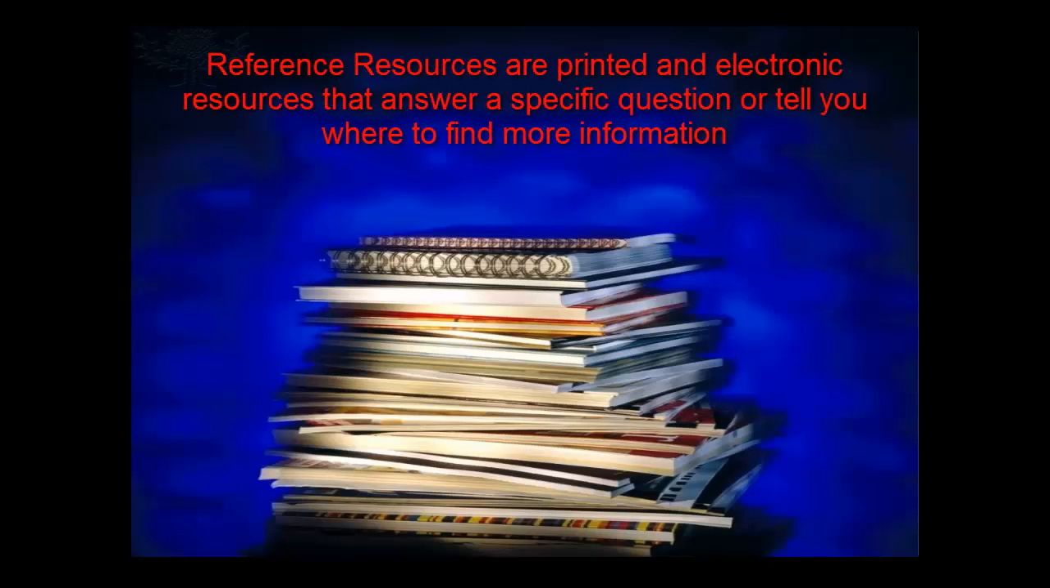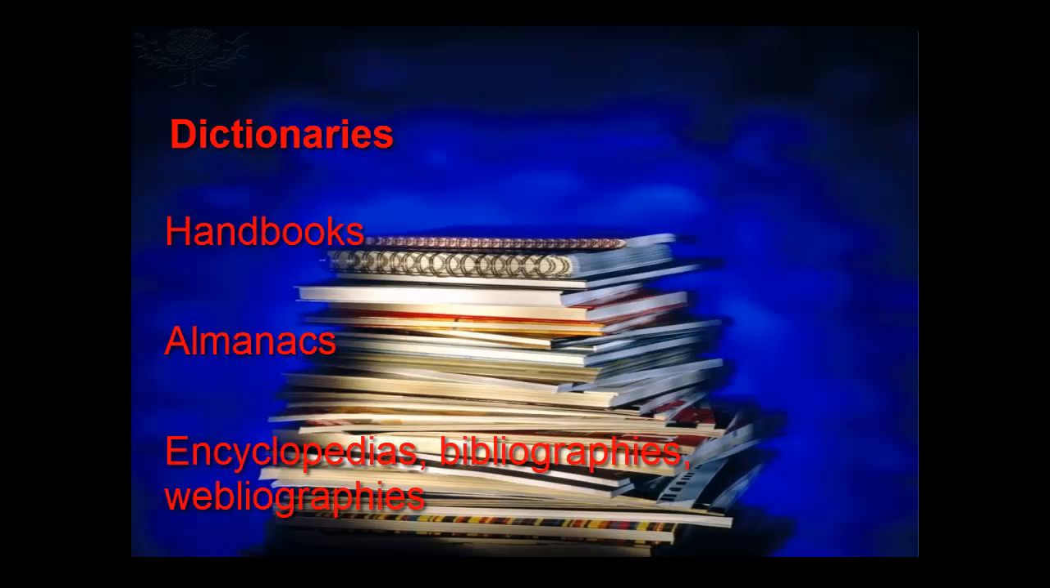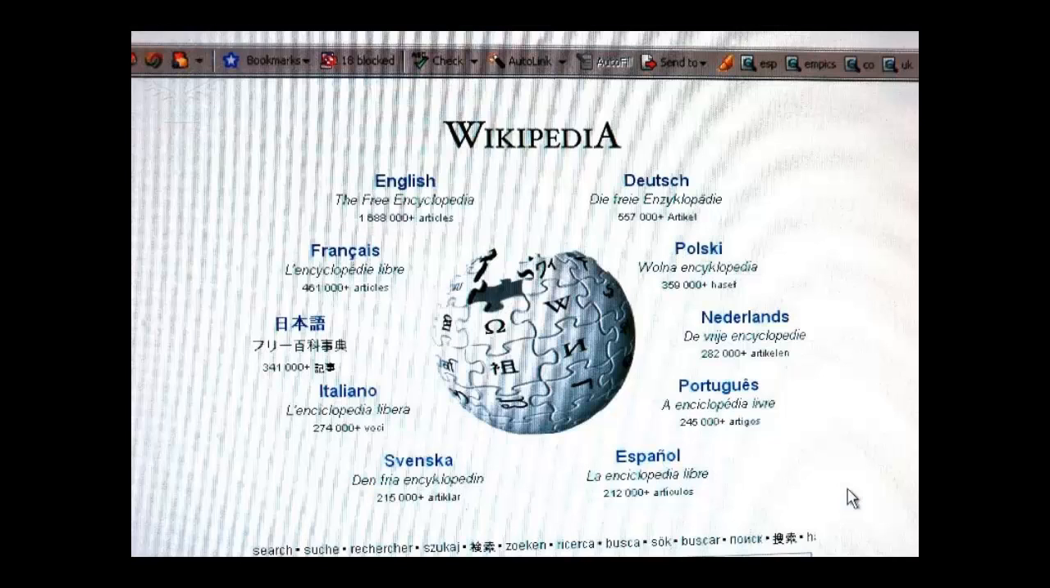Reference resources are printed or electronic resources that are used to provide answers to specific questions or to point to other printed or electronic resources that can help you during the research process. Reference resources could be dictionaries, handbooks, almanacs, encyclopedias, bibliographies, webliographies, and yes, even Wikipedia. But here's something to think about.